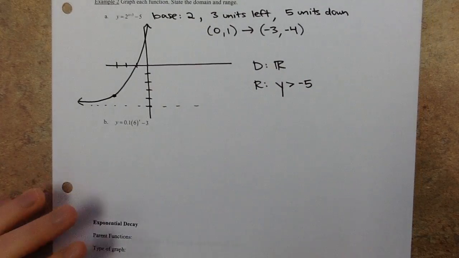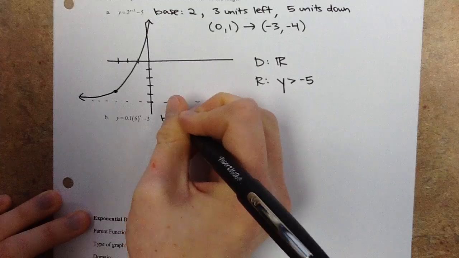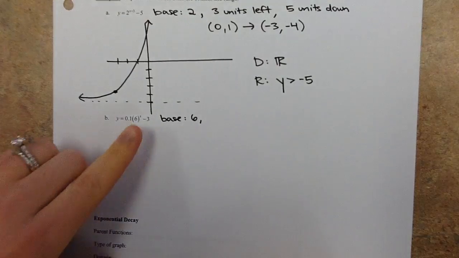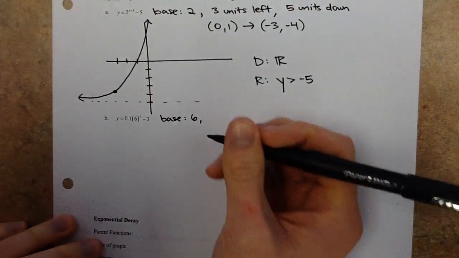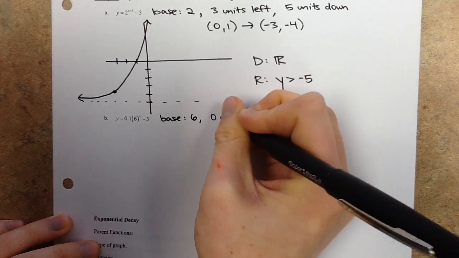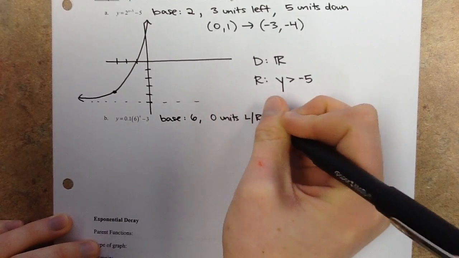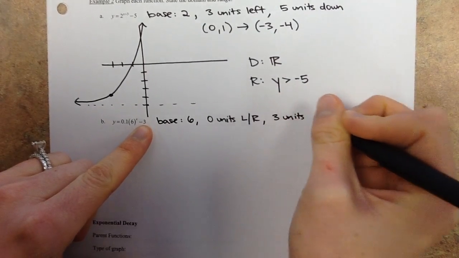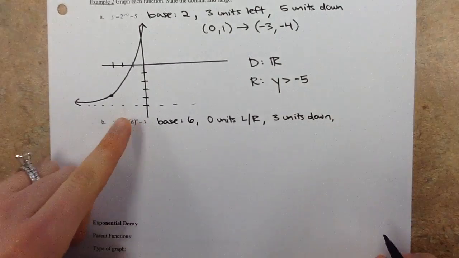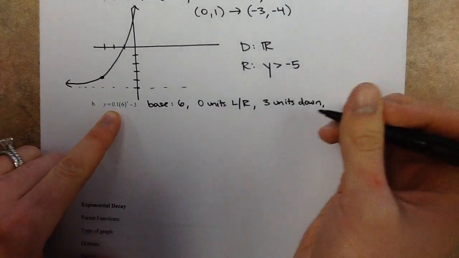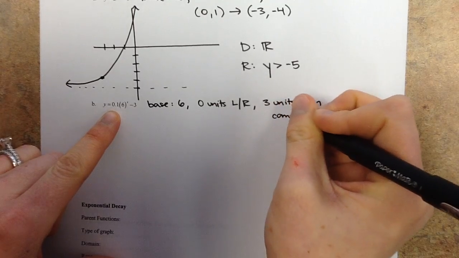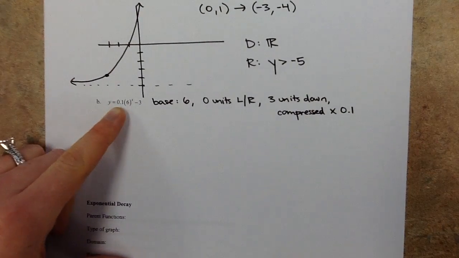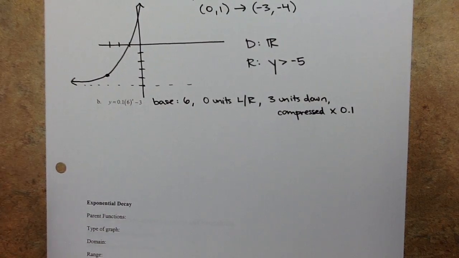Okay? Next one. My base is 6. That's that number right there. Now, x, I don't move left or right at all. Okay, so I'm not going any units left or right because I just have an x. This -3 tells me I'm going 3 units down. And this number out front tells me I am compressed times 0.1, which is a tenth.